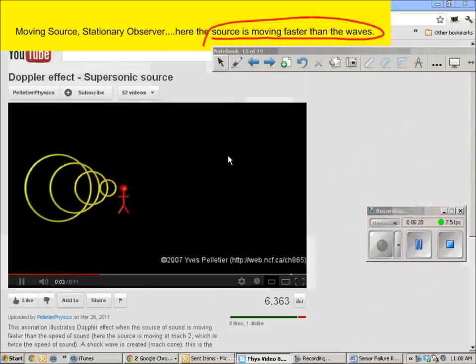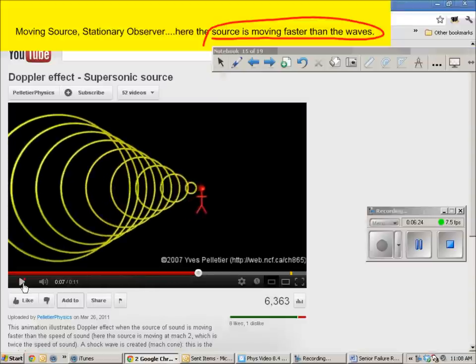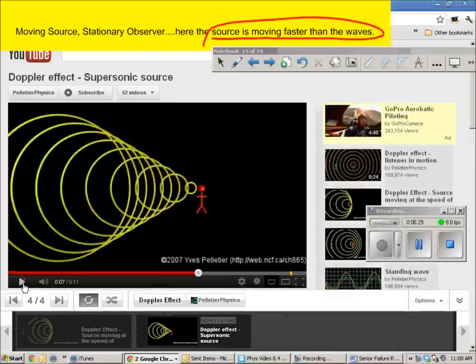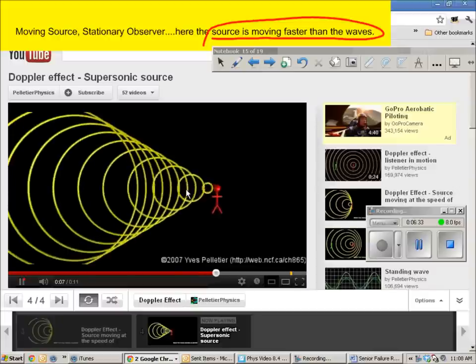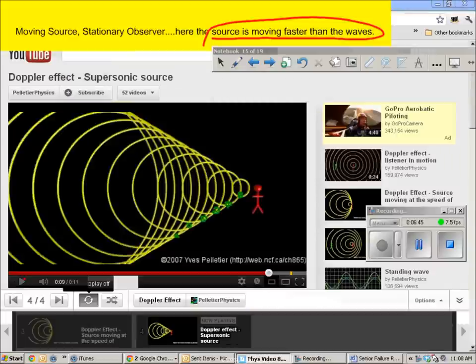So now, look what's happening. As the source creates its waves, it stays in front of it, right? And so what happens is, look, half a second ago, our source here created this little wave right here. But because he's going faster than it, he's ahead of it, right? And the other thing that's worth noting is that the waves overlap here and here and here and here and here. Each of these rings represents a crest or a compression of a wave. And so every time they overlap, you get constructive interference.